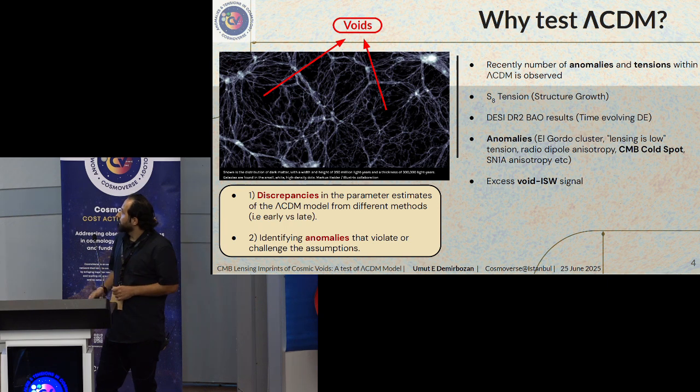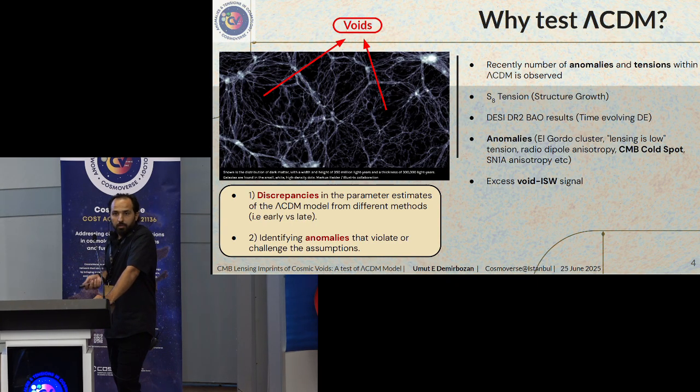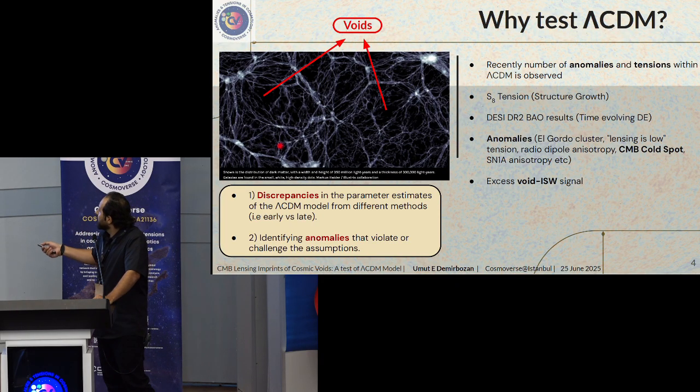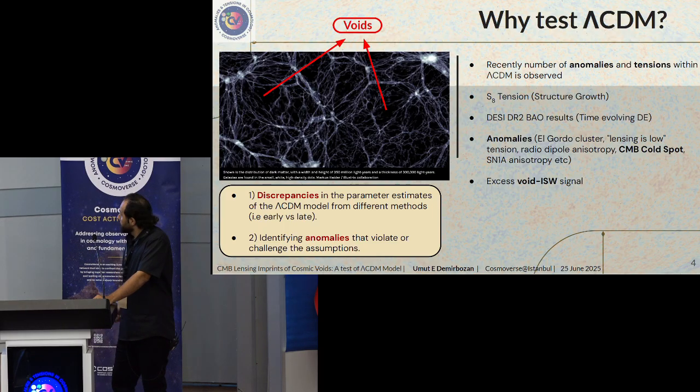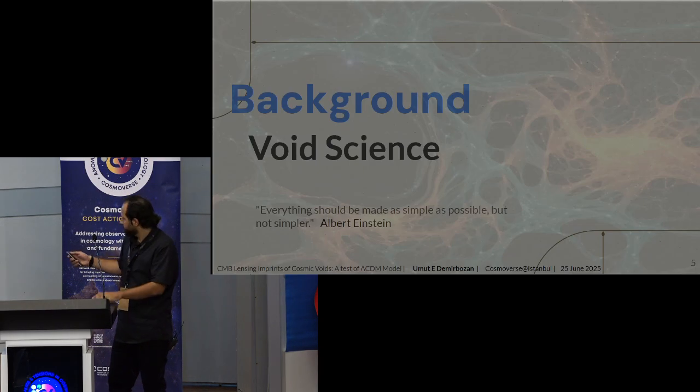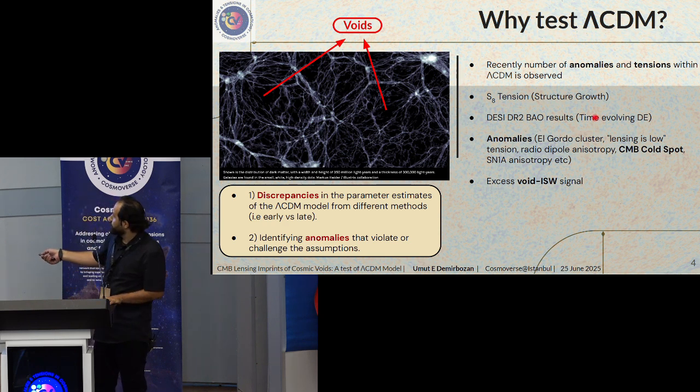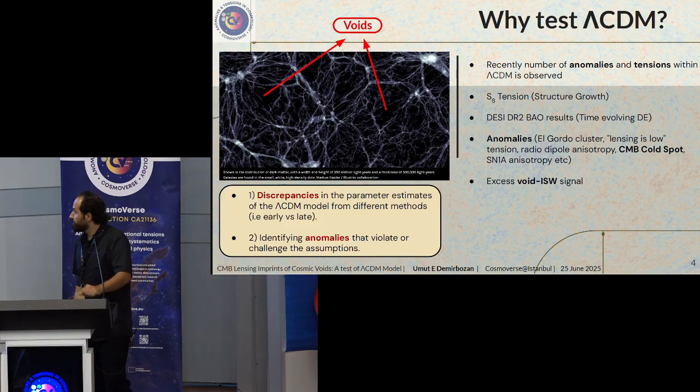But also, there are some anomalies that you observe, some specific object or some specific observation that challenges the model assumptions, such as isotropy or general relativity. Some examples are the CMB Cold Spot, the lensing is low tension, or a specific observation of a cluster. But also, while many people are focused on the Hubble tension or some other parameter estimate tension, there was some excess signal coming from voids, especially the integrated Sachs-Wolfe effect. So I will briefly talk about that as well.